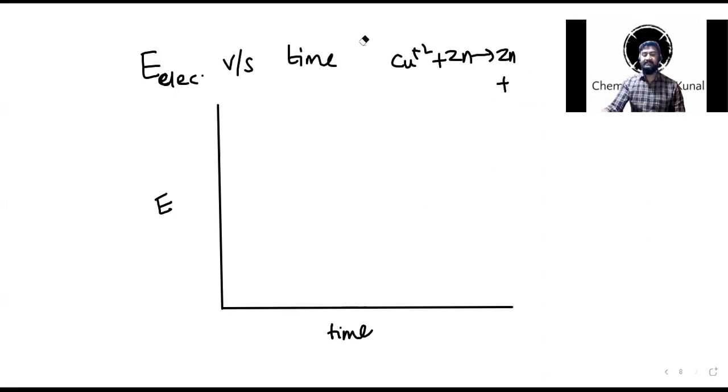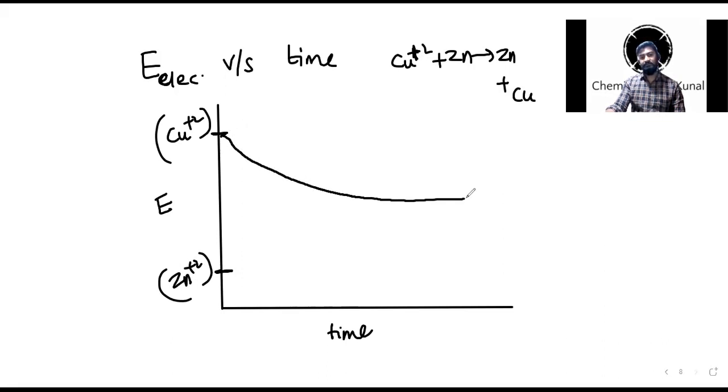So copper definitely has a greater potential, right? That's why it is undergoing reduction. So copper has a higher potential, zinc has a lower potential. So what will happen? Copper has a higher potential to reduce, Zinc 2 plus has lower potential to undergo reduction. So as the reaction progresses, copper will get consumed and consumed, and zinc will get formed and formed.